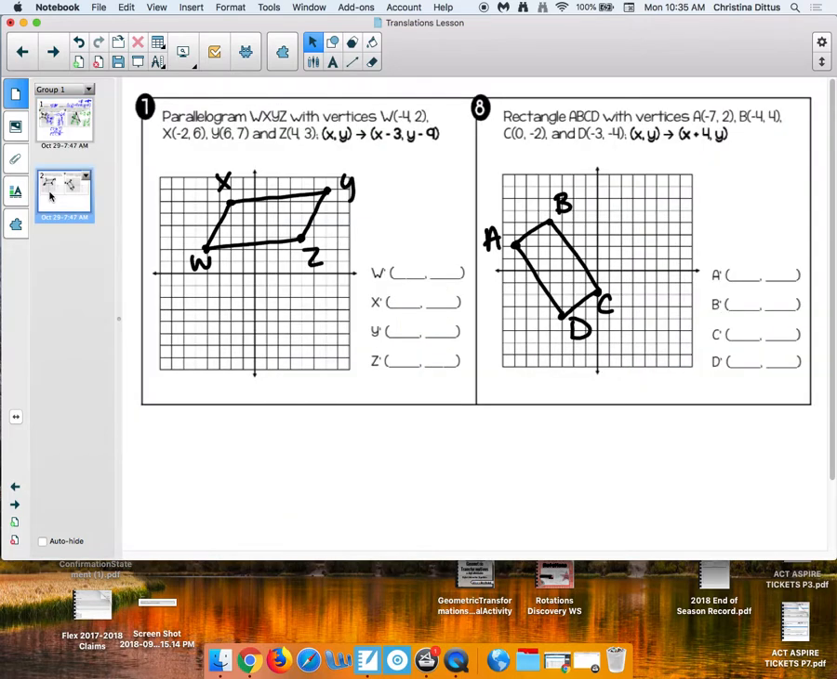Can we skip down to 8? Is that okay? Okay. If I look at number 8, and I look at my rule x plus 4, y, what's that look like? Right 4. Am I going up or down or anything? No, my y stays the same. So the only thing I'm doing is moving each coordinate to the right 4. Go ahead, draw your picture.